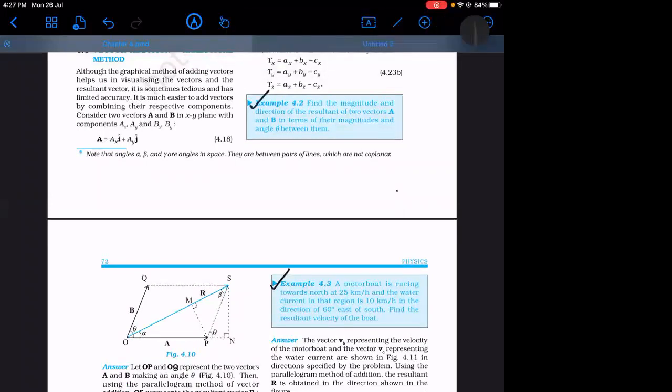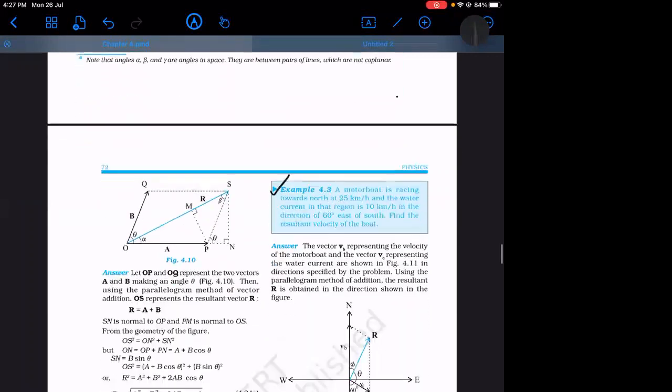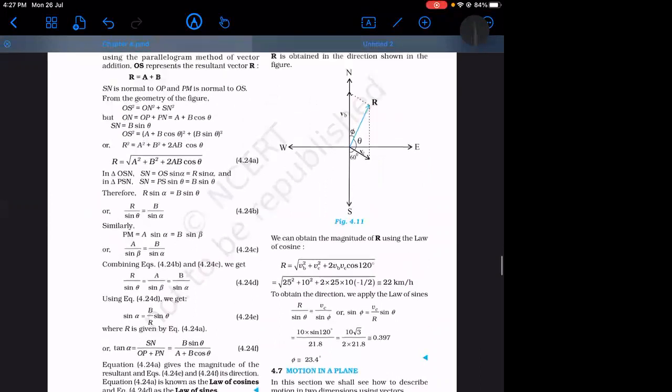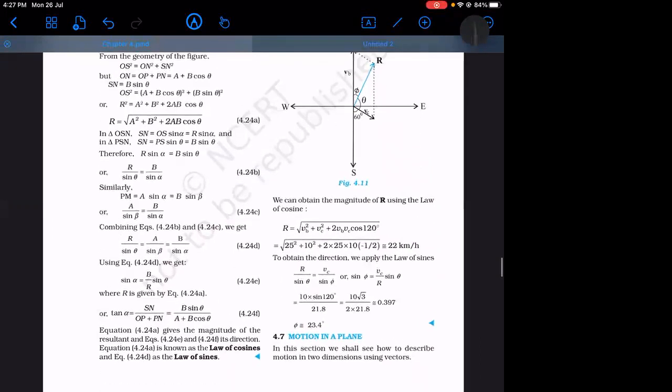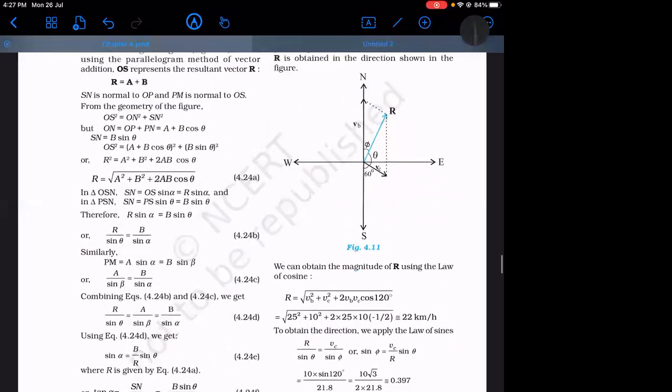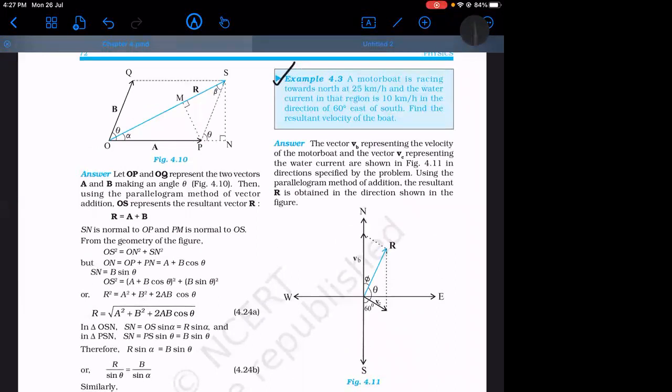So find the magnitude and direction of the resultant of two vectors A and B in terms of their magnitudes and angle between them. This is already known, right? This is what is parallelogram law of vectors. So that is not a problem, it's a theorem. Let's look at example 4.3.